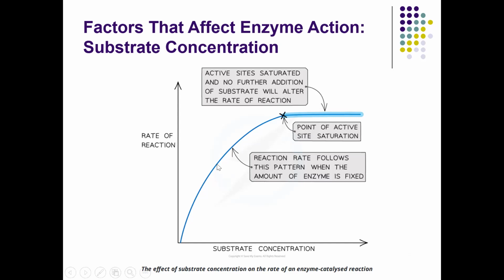But as you can see here, if we increase the substrate more and more but we don't increase the amount of enzyme present, over time the reaction will become saturated or constant. Why? Because if we increase the amount of the substrate without increasing the amount of the enzyme, the active sites will be full.